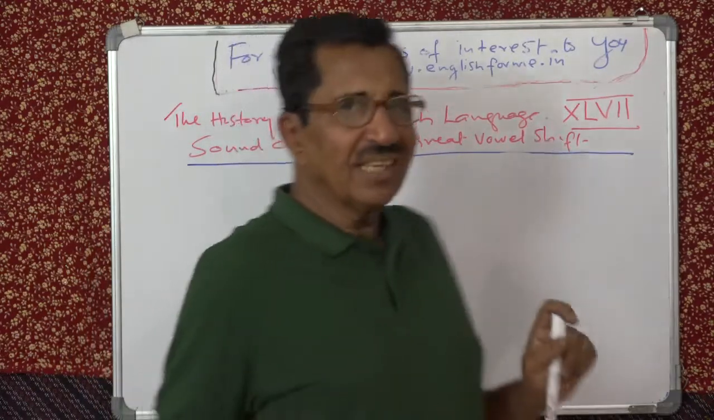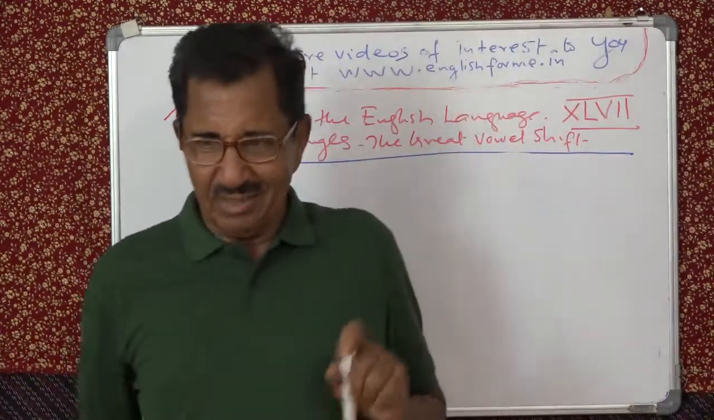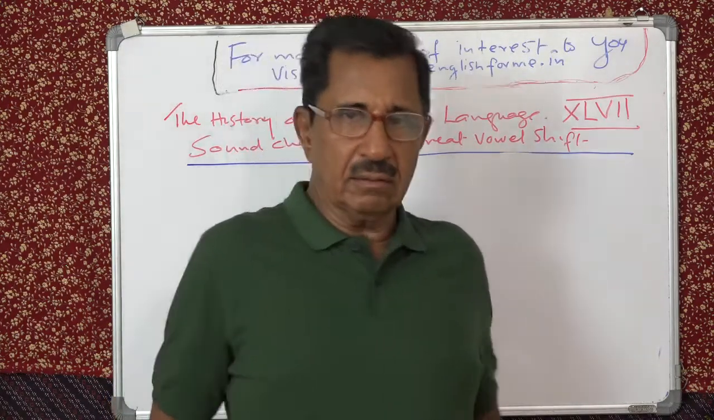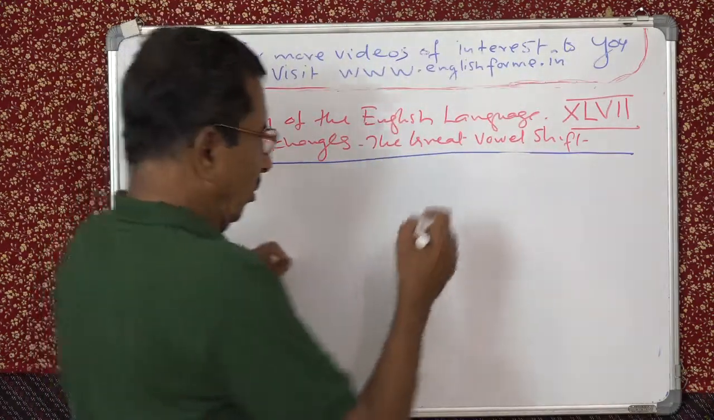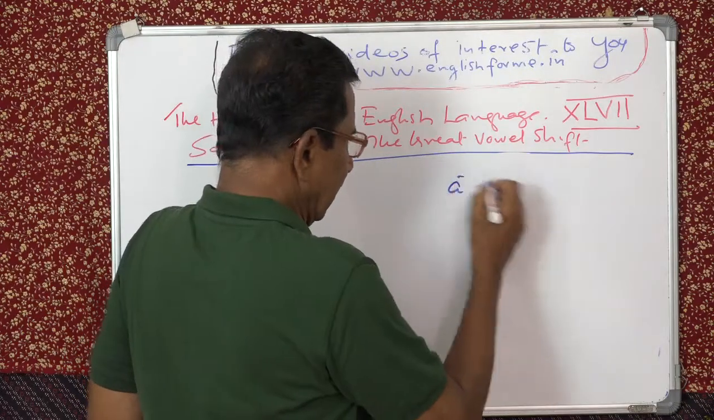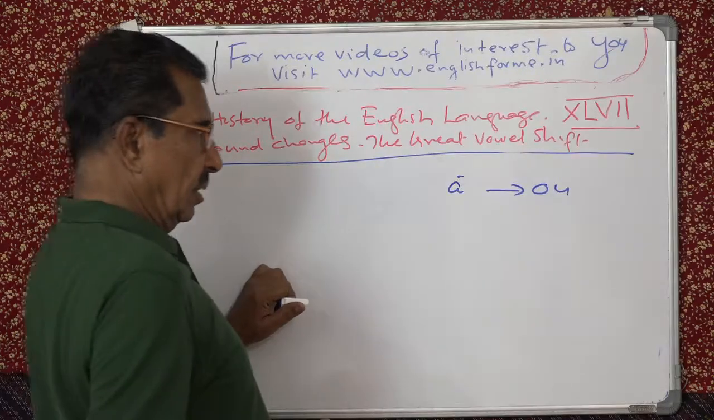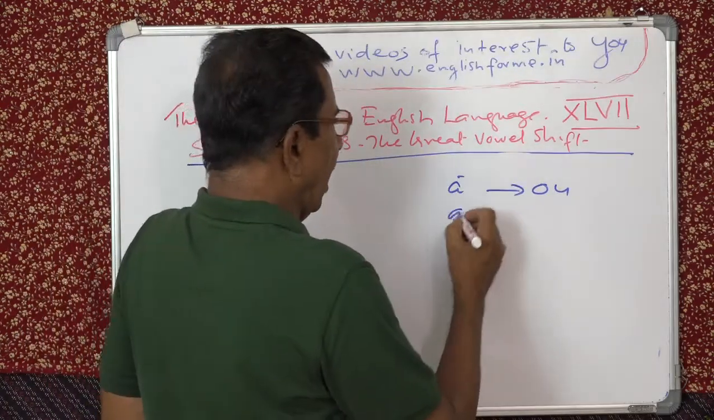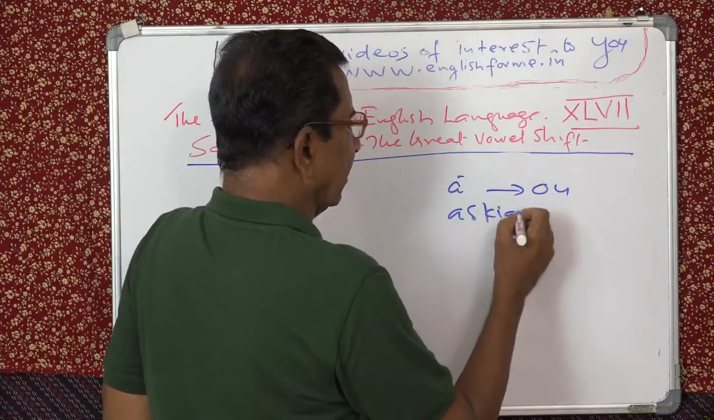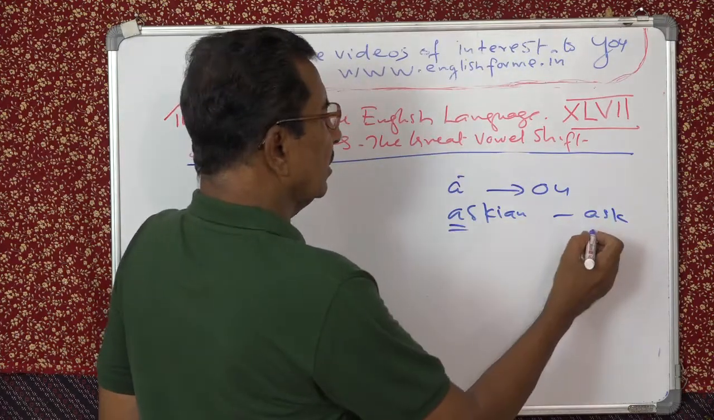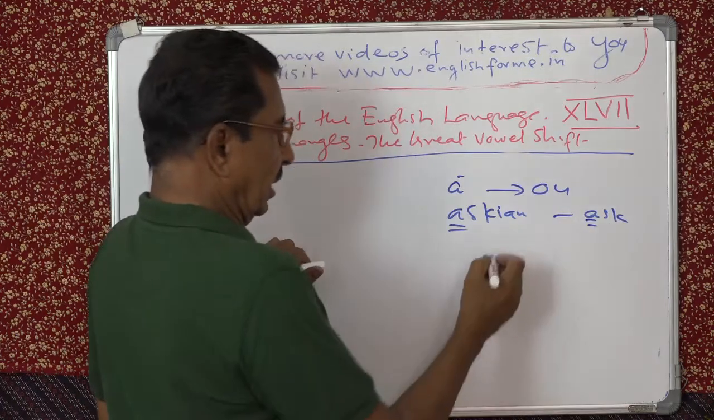And consonants very rarely change. They don't change, we can say. Vowels change in quality and quantity. See here, for example, A has become O. That is a quality change. And when you say A, as in askian, it becomes ask. This is a long vowel, this is a short vowel. That is quantity.